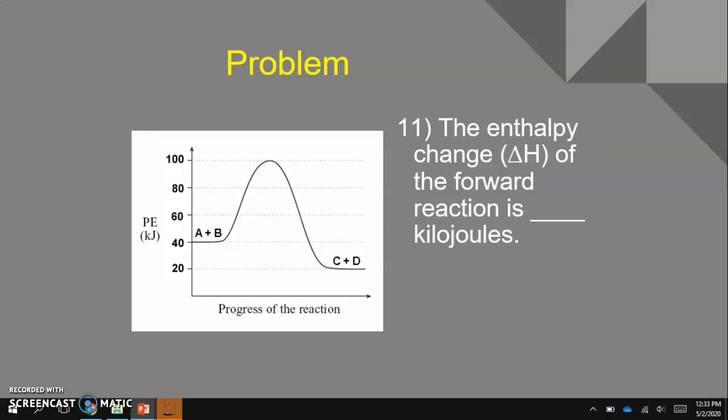So if we start with our product energy, we got 20 kilojoules right here. And we're going to subtract the 40 kilojoules from the reactants. So if we have 20 kilojoules minus 40 kilojoules, we're going to wind up with a negative delta H this time. So our delta H is negative 20 kilojoules.